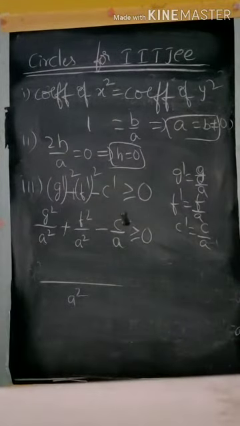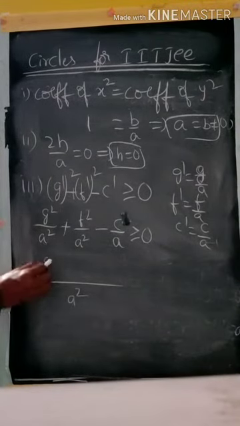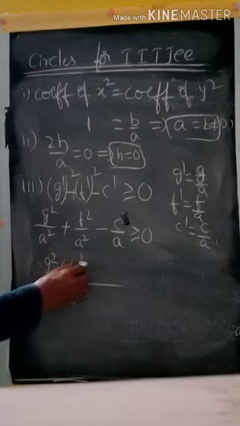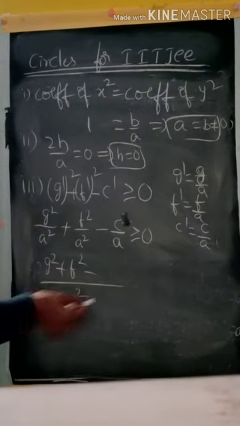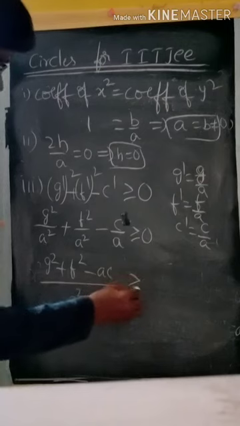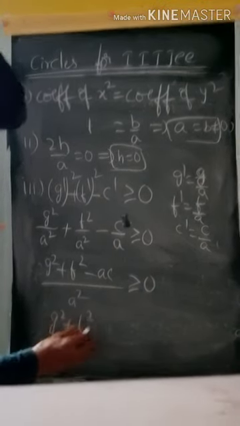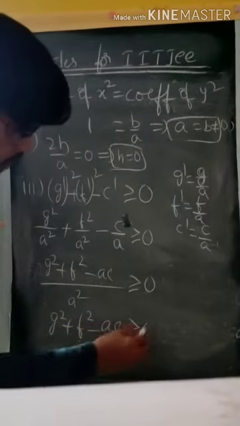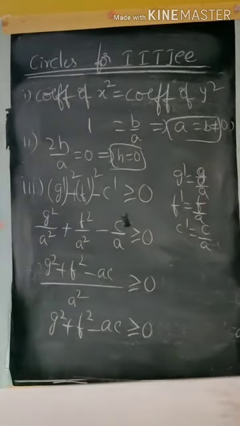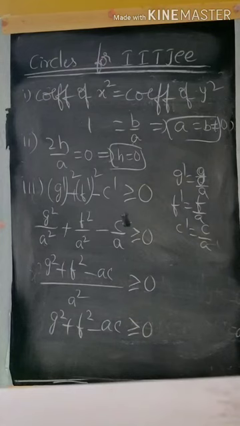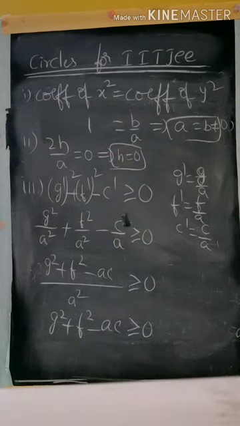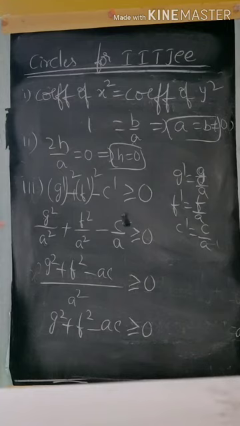If you take the LCM, g square plus f square, a times a square, so a into c, ac greater than or equal to 0. So we got the condition g square plus f square minus ac greater than or equal to 0. So all the three conditions we got. The first condition is a equals b not equal to 0. Second condition, h is equal to 0. Third condition, g square plus f square minus ac greater than or equal to 0.